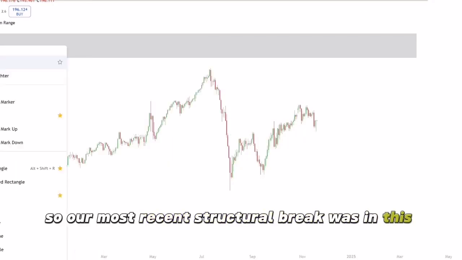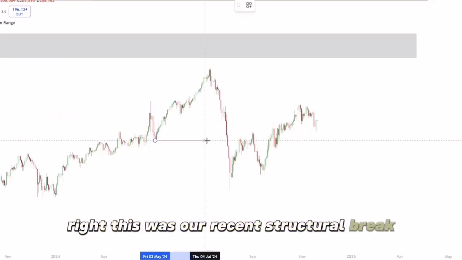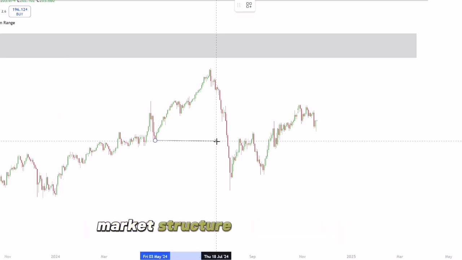Structural break was in this region, right? This was our recent structural break. So that's our first step, market structure, step number one.